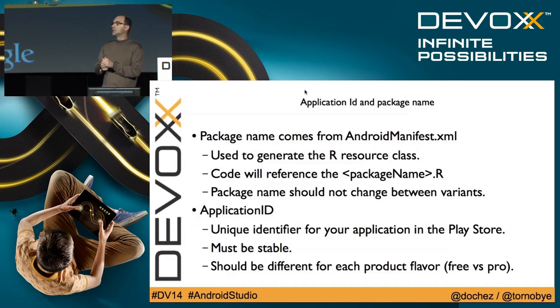Application ID is your unique ID. It must be stable. Right? It must be the one that you're going to use to deploy your application to the Play Store. So that means that if you've got a free application, you want an application ID for that free application. Your pro application does not want to use the same application ID. Right? You want to use a different one, so that in fact these 2 applications can live side by side. But it must be stable over time. If you change your application ID, the Play Store will think that this is a new application, has nothing to do with the old one.